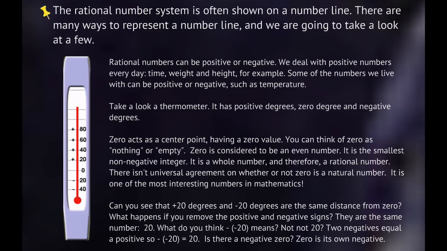Can you see that plus 20 degrees and minus 20 degrees are the same distance from 0? What happens if you remove the positive and negative signs? They are the same number, 20. What do you think minus minus 20 means? Not minus 20. Two negatives equal a positive, so minus minus 20 equals 20. Is there a negative 0? 0 is its own negative.